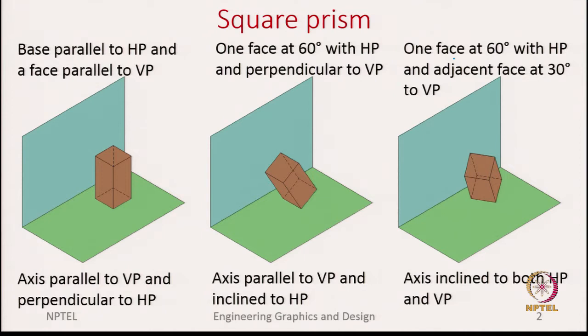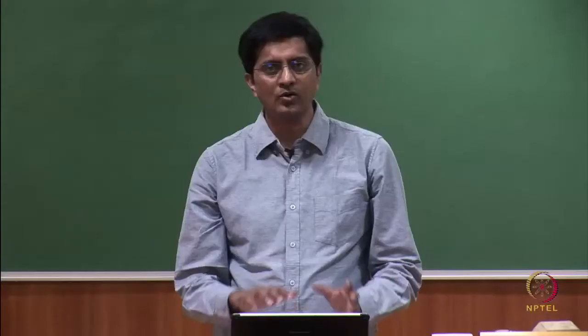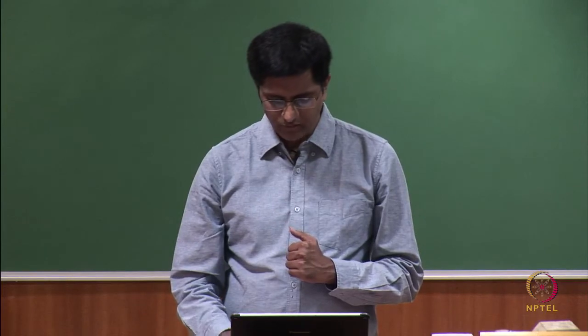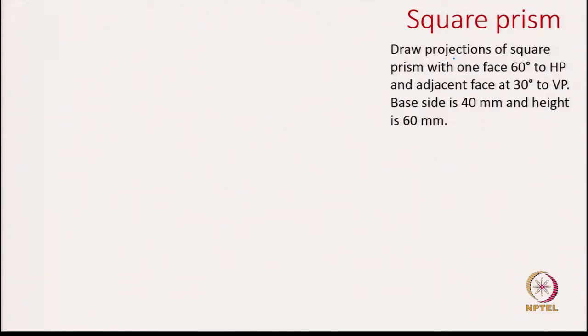These are just one way of defining the angles. As you can see, there are many possibilities. You can define it using the edges or the face and the base. Okay. What we will now solve in the next slide is how to do projections of this final orientation. So, I have a question like this: draw the projections of a square prism with one face at 60 degrees to the horizontal plane and the adjacent face at 30 degrees to the vertical plane.